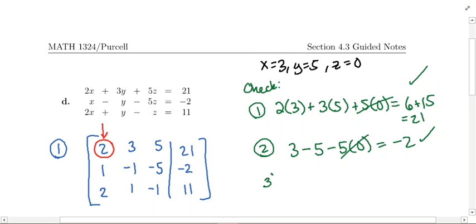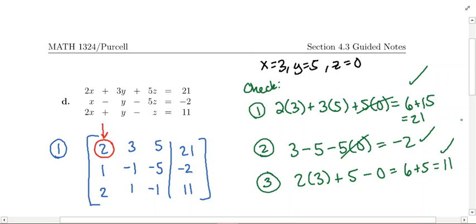And for the third equation we'll get 2 times 3 plus y, which is 5, minus z, which is 0. That simplifies to be 6 plus 5, which is indeed 11. So this specific solution does work. It checks out in all three equations. Remember, this is not the only solution. There are infinitely many. All you have to do is pick another value for t, and that'll generate a different solution.